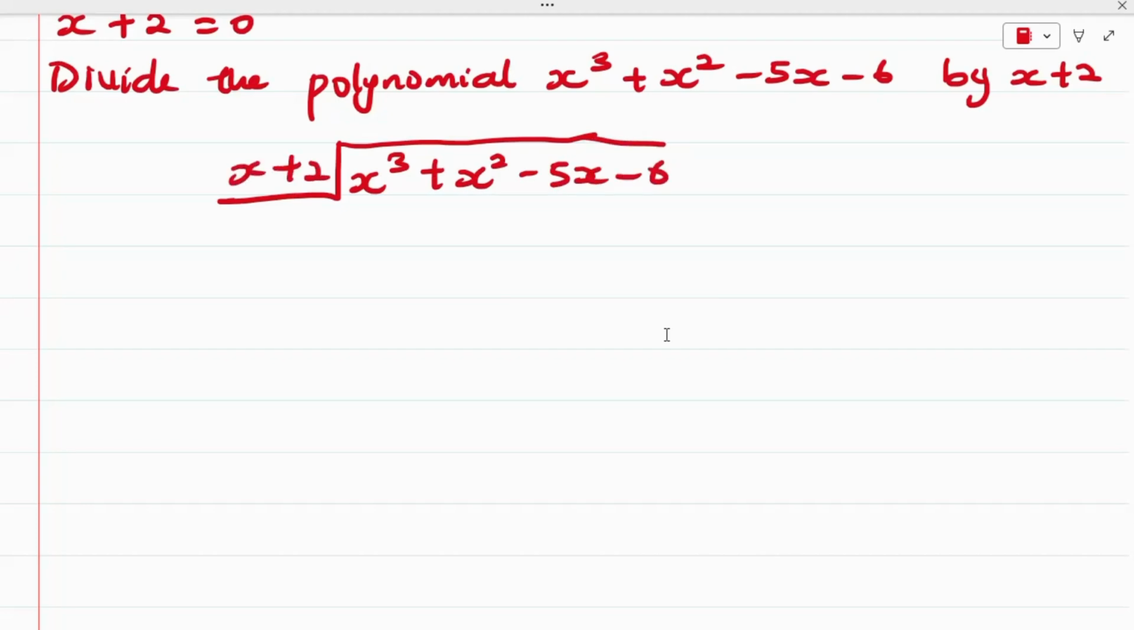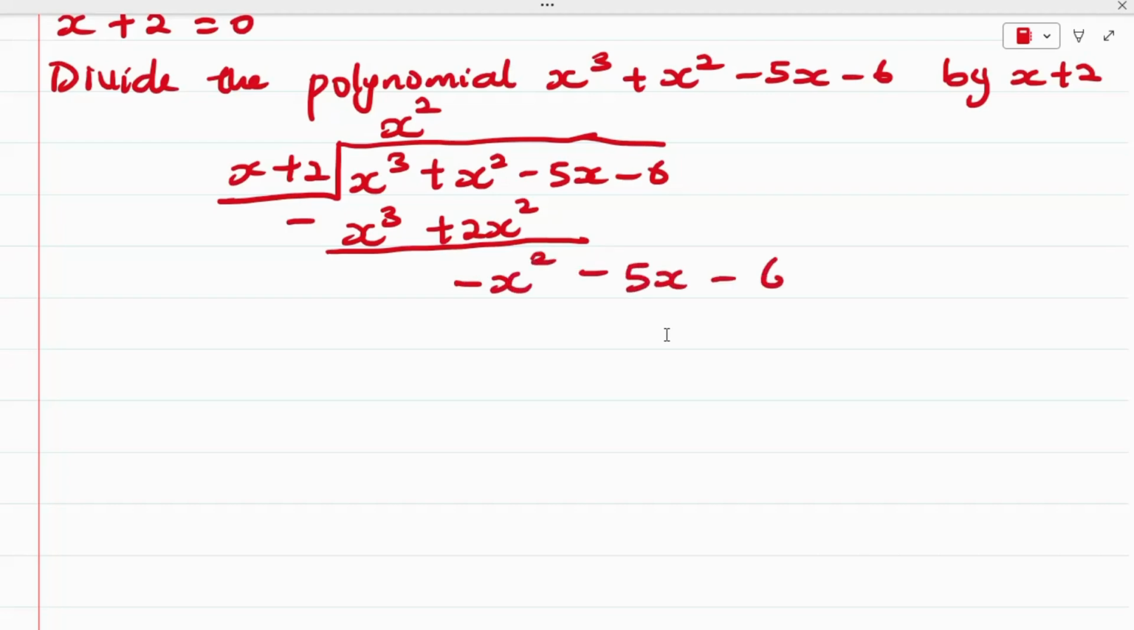So x into x cubed is going to give us x squared. X squared multiply x is x cubed. X squared multiply plus 2 is going to give us plus 2x squared. Subtracting this right here, we have x squared minus 2x squared, and this is going to give us negative x squared, and we have minus 5x minus 6.